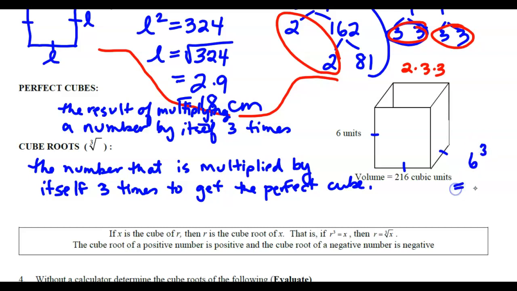again, without a calculator, in your head, 6 times 6 times 6 is 36 times 6. And if you do that in your head, you get 216. Because 3 times 6 is 18, 6 times 6 is 36. Figuring that out in your head, right? So if you are given a cube and you want to find the cube root of the volume of a cube, that would be the side length.